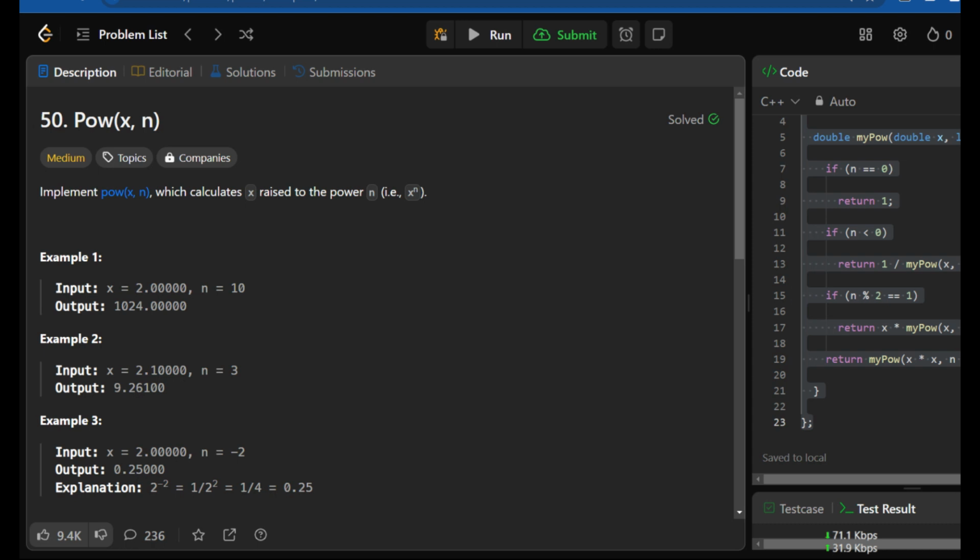Our question is to implement the power function, which calculates x raised to the power n. In this question, we are asked to implement a function which calculates the power of any number, whether it is negative or positive. So before moving to the solution, let's consider the scenarios we need to address.